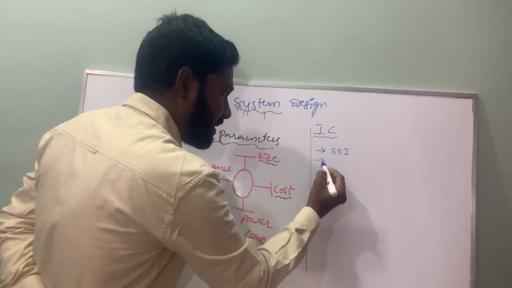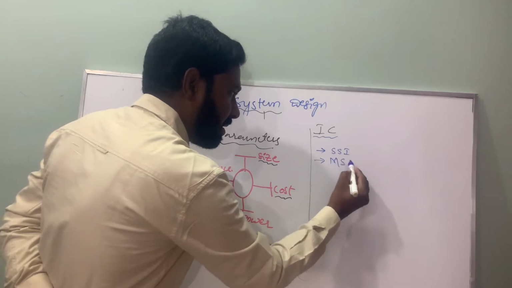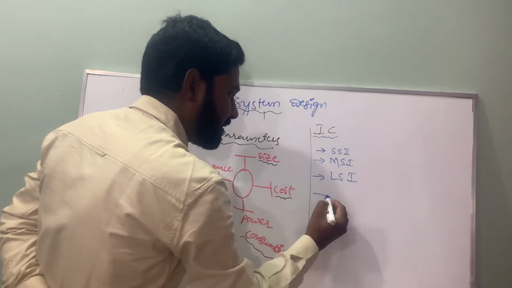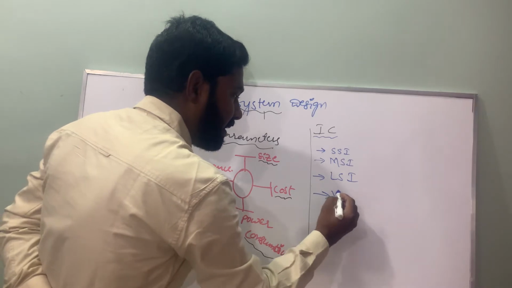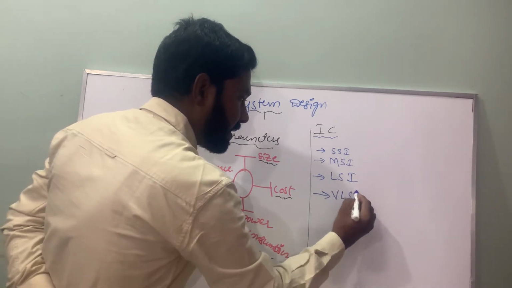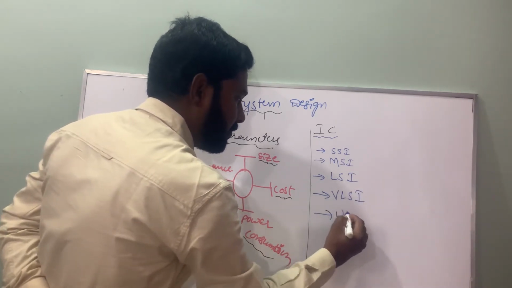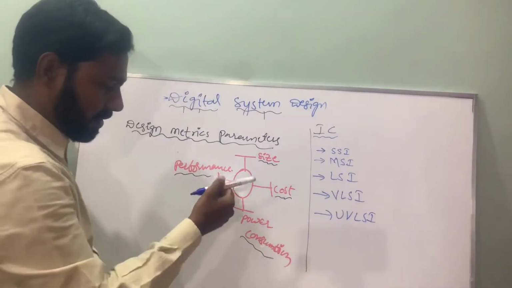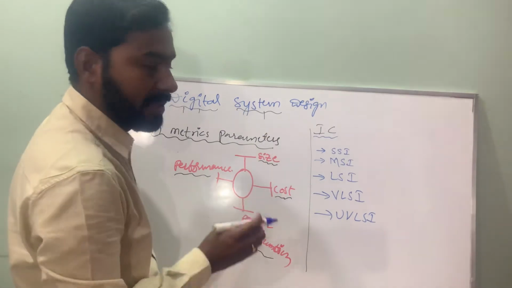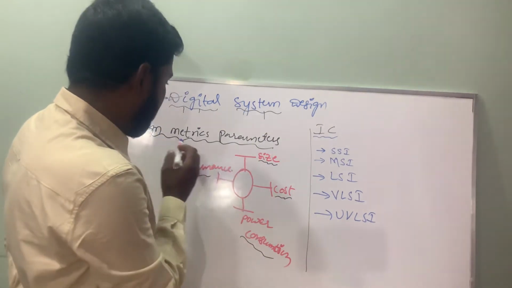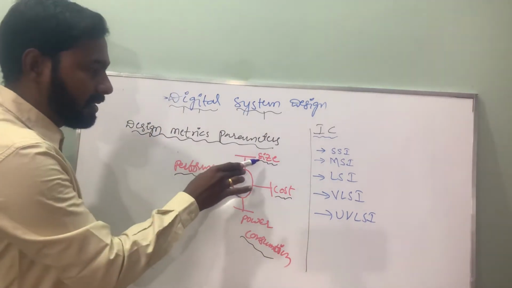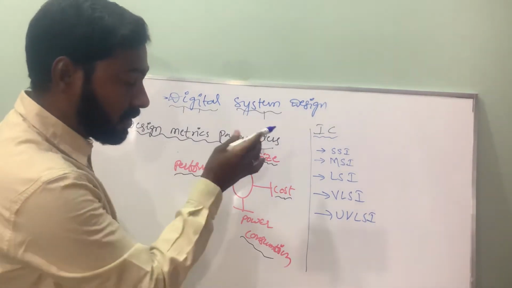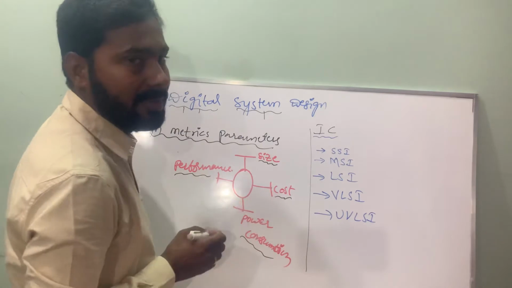Next one is MSI technology, next LSI technology, next VLSI technology, and next ULSI technology. Why am I giving these IC fabrication techniques? Here I mentioned the design metric parameters: size, cost, performance and power consumption. How are they involved in these IC fabrication technologies?